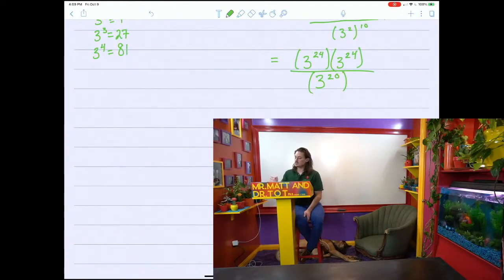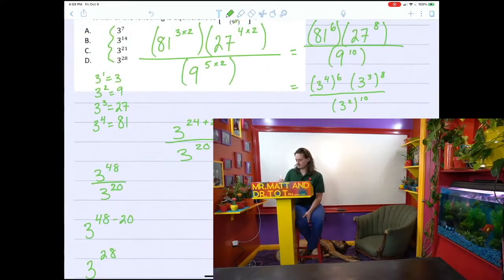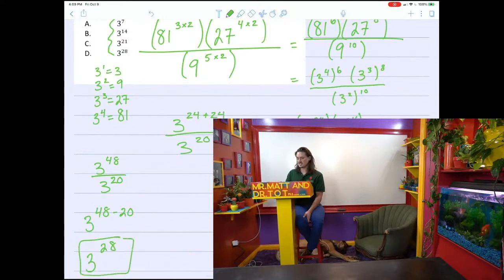And then we can add in the numerator, so that's equal to 3 to the 24 plus 24 power over 3 to the 20th power, and that will be the same thing as 3 to the 48th power over 3 to the 20th power. And now we can subtract because we have common bases raised to exponents and we're dividing, so this is the same thing as 3 to the 48 minus 20th power. So your answer here is going to be 3 to the 28th power. And that's answer selection D.